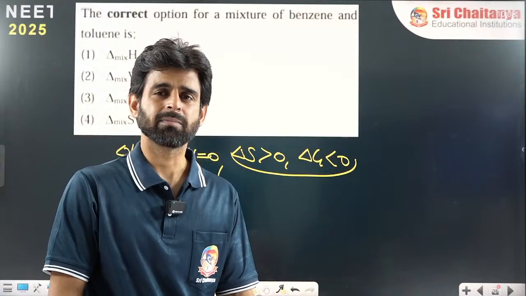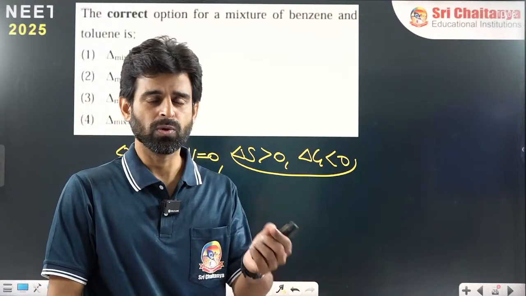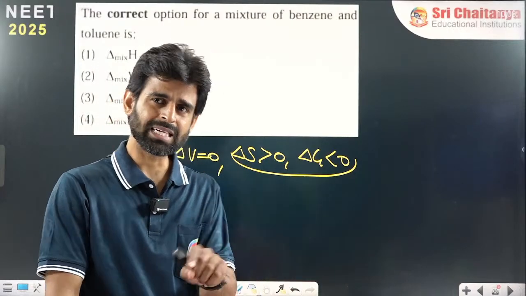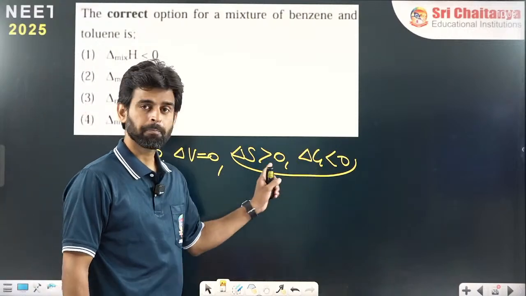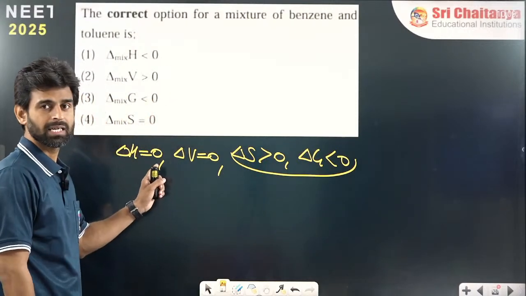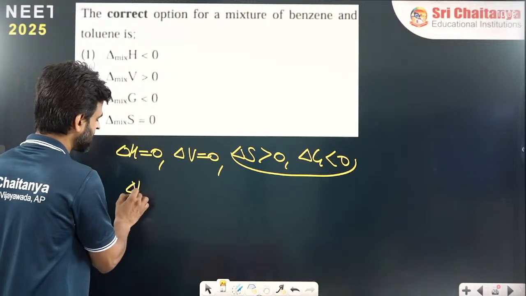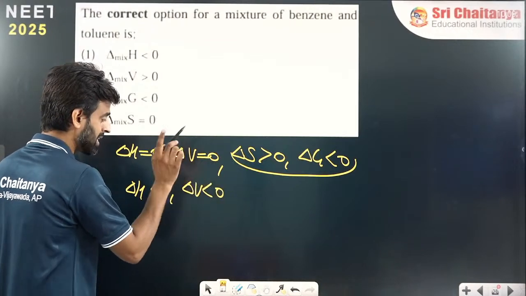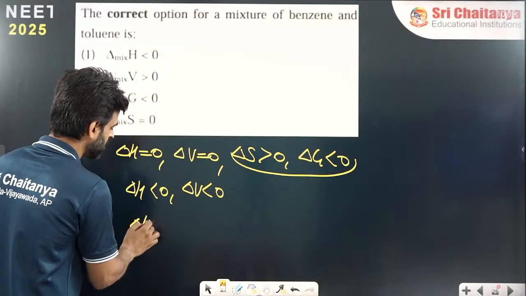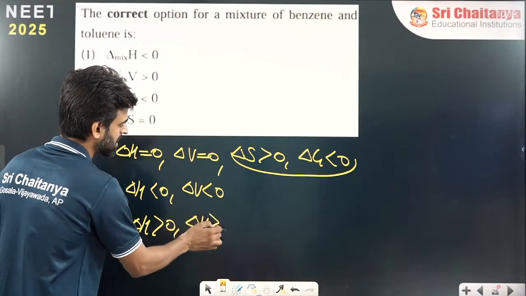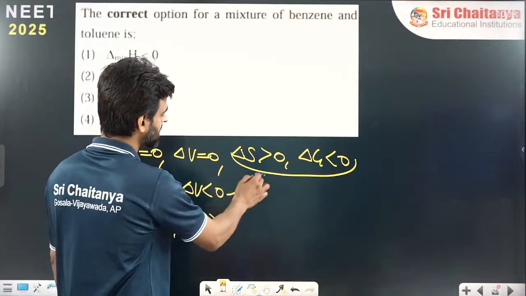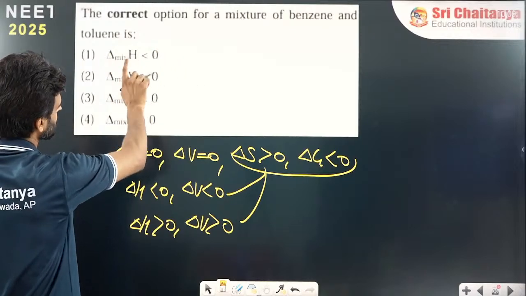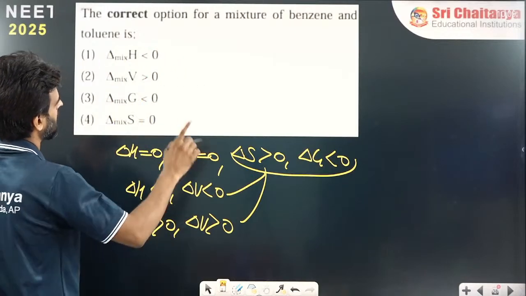What I mean by this is, whether you have an ideal solution, a non-ideal solution with positive deviation, or non-ideal with negative deviation, in every case these are the same. What changes is this: in a non-ideal solution with negative deviation, delta H is less than 0 and delta V is less than 0. Whereas delta H will be more than 0 and delta V will be more than 0 for positive deviation. But these things remain the same. So benzene and toluene are both the same type of things, so they make an ideal solution.